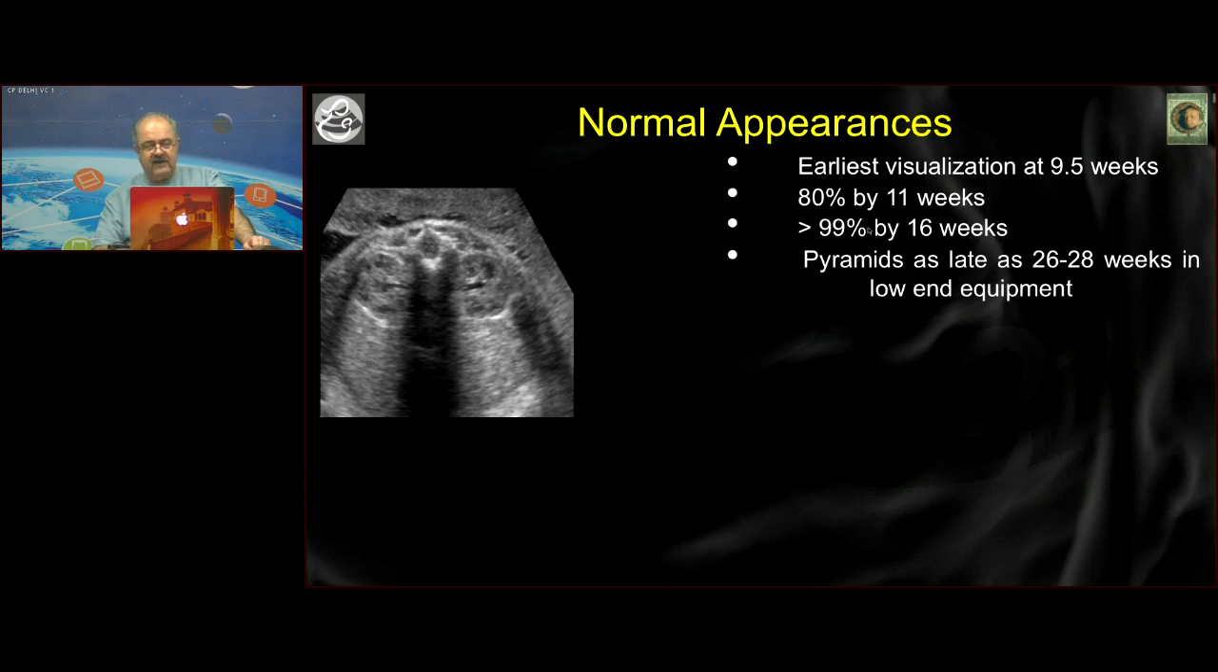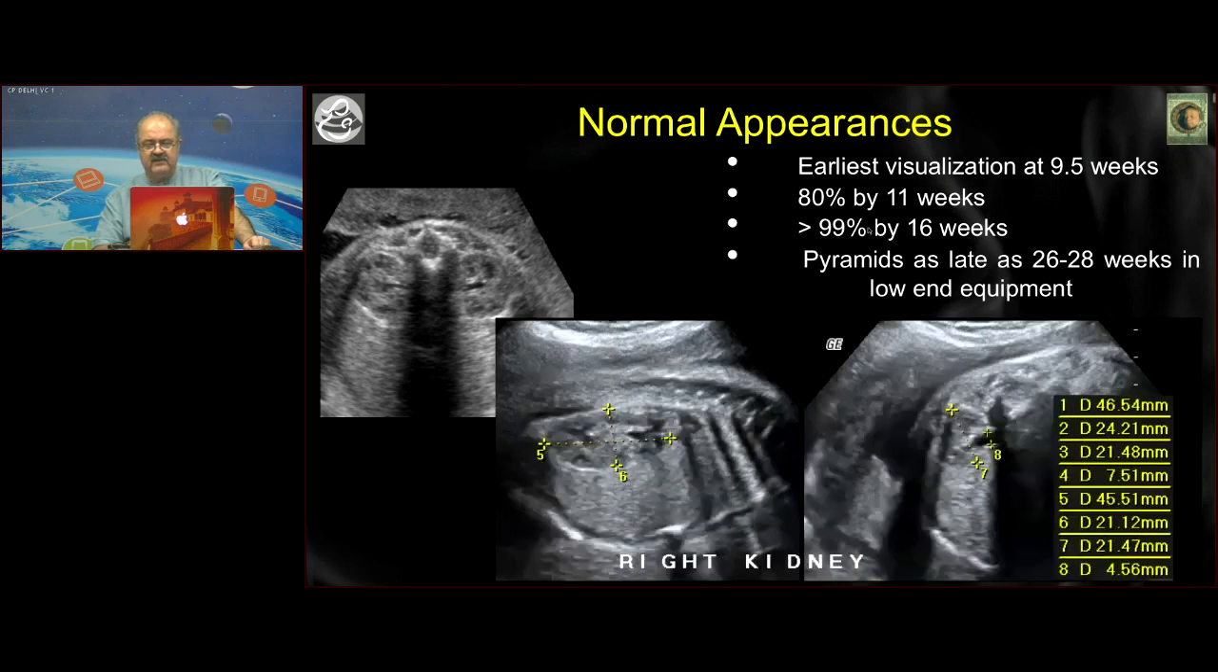The important thing to realize in this whole story is that the pyramids may not be seen as late as 26 to 28 weeks in low-end equipment. And that becomes extremely important, because this kind of differentiation, which you might pick up as early as 18 to 20 weeks on high-end and newer equipment, may not appear like this. Therefore you have to keep in mind that a kidney that does not show pyramids, when not using the finest of equipment, might look just like a homogeneous haze and will be perfectly normal, and I will not overdiagnose an abnormal kidney.